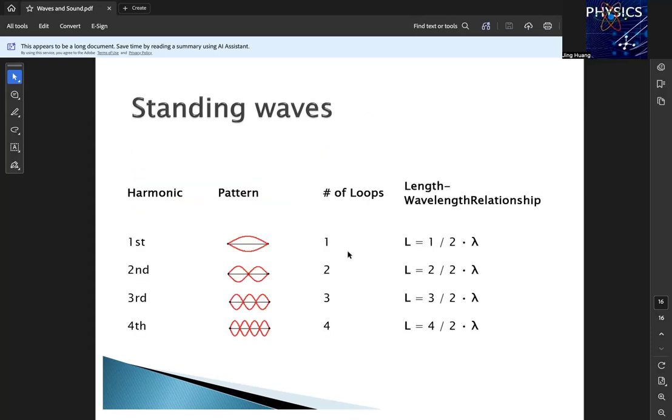Here are examples. The first harmonic is when the length of the instrument is half a wavelength. The second harmonic is when the length of the instrument is exactly one wavelength. The third harmonic is when the length of the instrument is 3/2 of the wavelength. And the fourth harmonic is when the length is 4 times the half wavelength. When musicians or technicians adjust the tension in the string, they also adjust the wavelength.